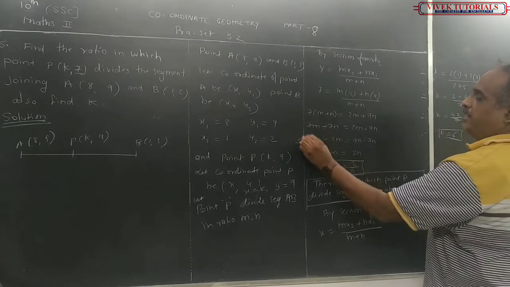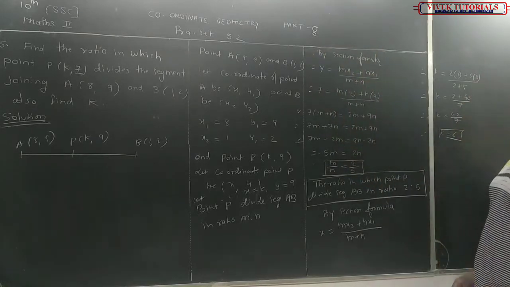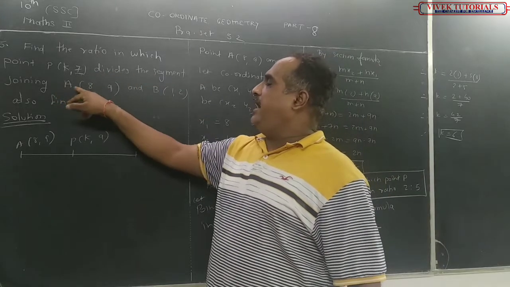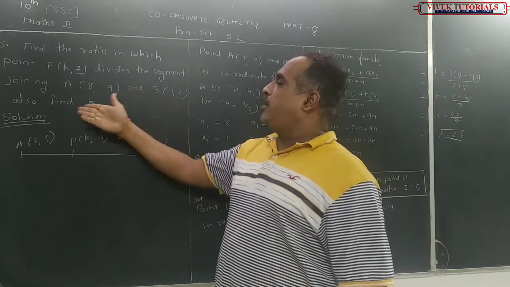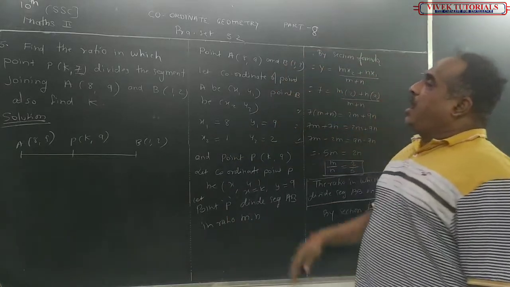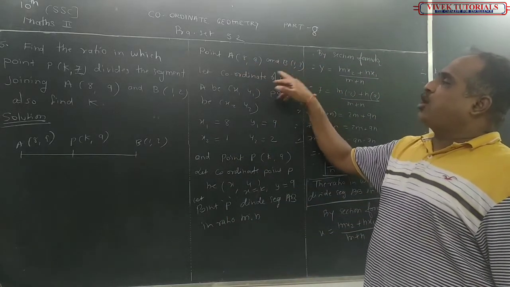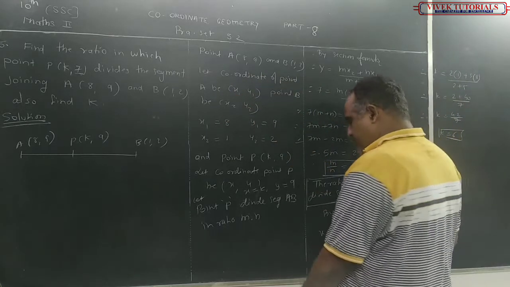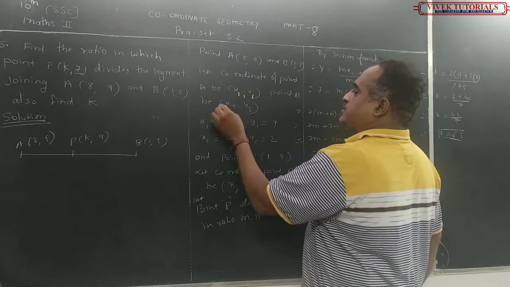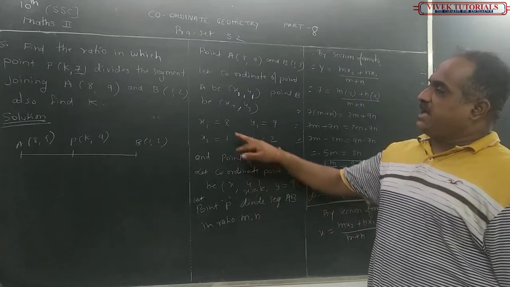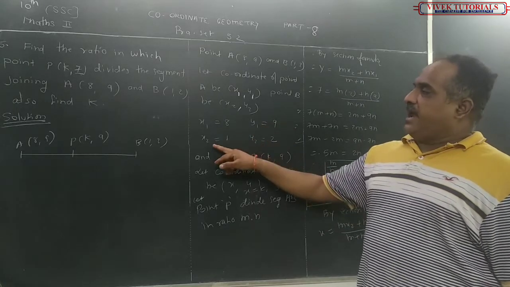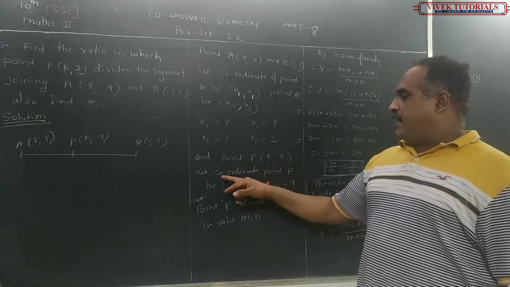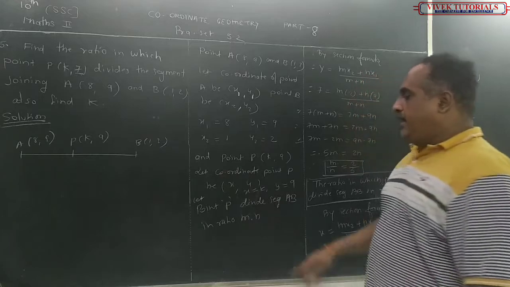You got it now? So see once again. What was the question? Find the ratio in which point P(K, 7) divides the segment joining A(8, 9) and B(1, 2). Also find the value of K. Let the coordinates of point A be x1, y1, and for point B, x2, y2. Now x1 is 8, y1 is 9, x2 is 1, y2 is 2, and point P is K, 7. Let the coordinates of point P be x, y.